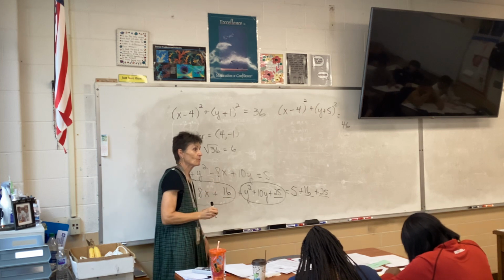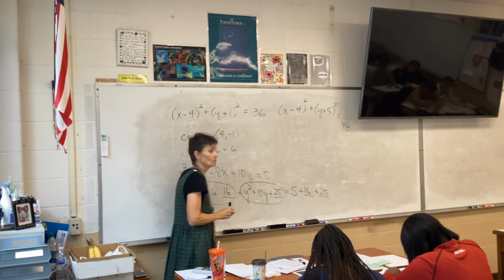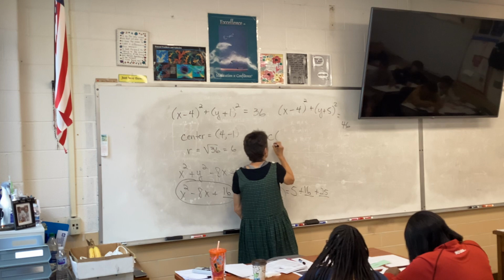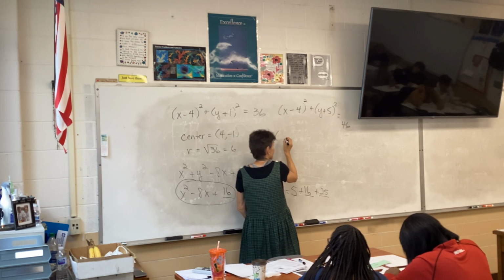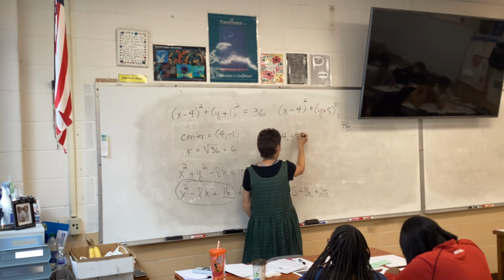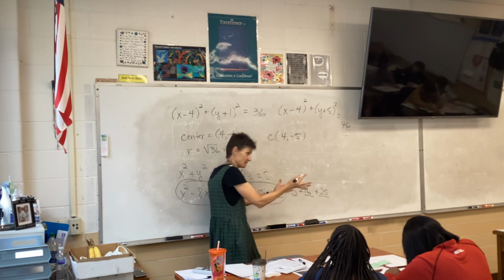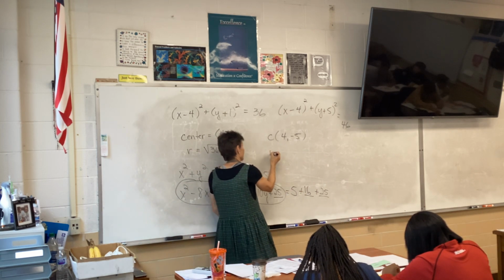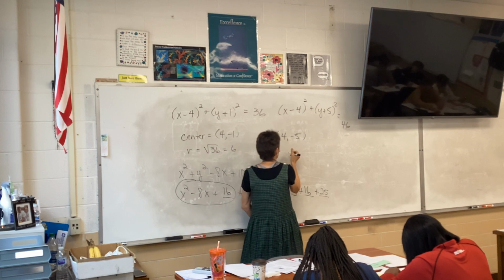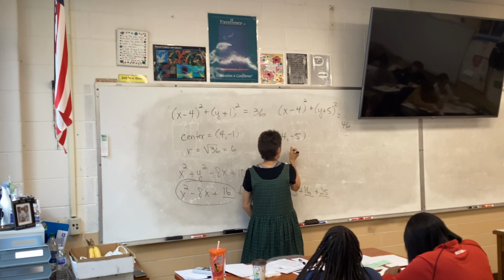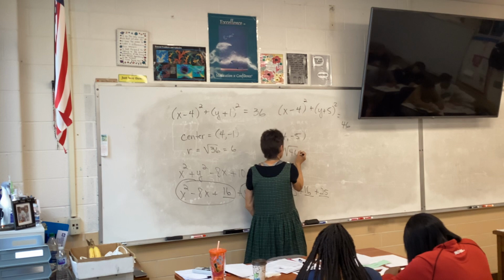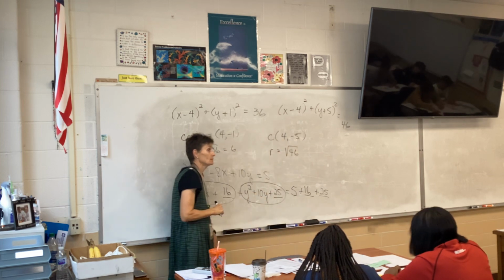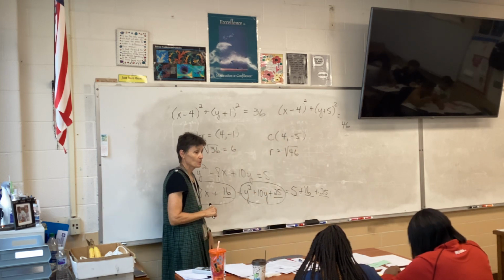Can we tell the center and the radius now? Where's the center? 4, -5. That's it. It's the opposite of what's in the parentheses. What's my radius? Square root of 46, which does not break down. Don't break that down.